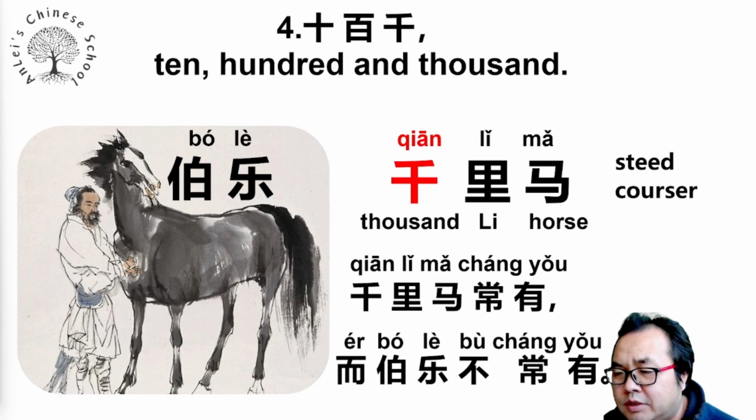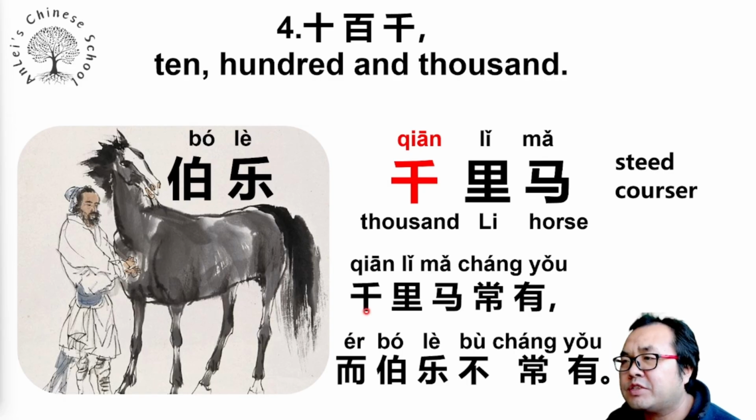The story implies that those who can recognize talents like Bo Le are of crucial importance to those with talent but not yet discovered, like the 1,000 li horse. It emphasizes the significance of discovering and making good use of talents. Bo Le is just like a talent scout or headhunter. So we have a saying, 千里马常有,而伯乐不常有. Horses are frequently available, yet those who can spot them like Bo Le are seldom seen.